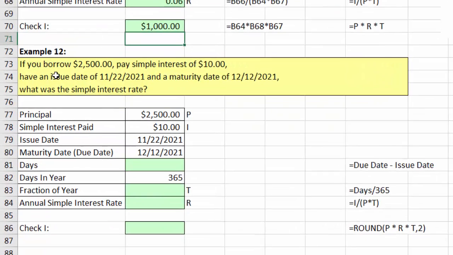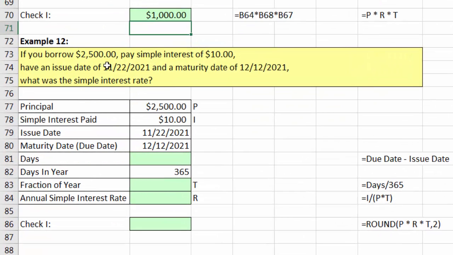Now, example 12, if you borrow $2,500, pay simple interest of 10 bucks. We have an issue date of 11/22/2021 and a maturity date of 12/12/2021. What was the simple interest rate? Well, first, we have our principal. We have our interest. We have the two dates, later date and earlier date, so we can calculate the number of days. There's the later date minus the earlier date and enter.